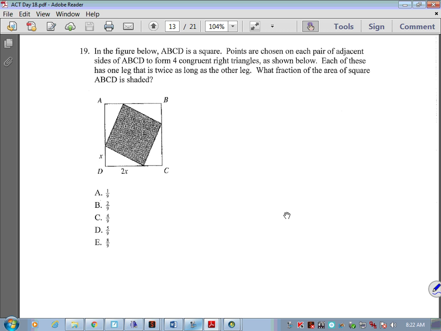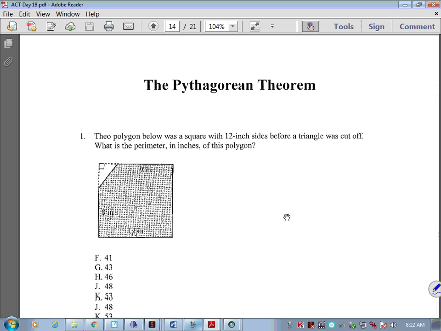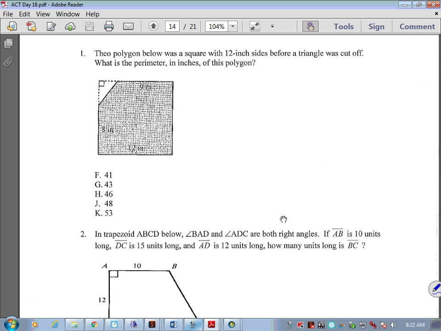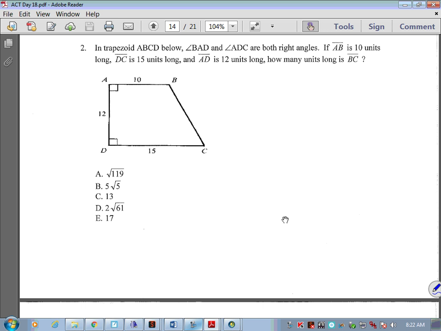Okay. Now Pythagorean theorem. I think you'll notice that this question is a repeat. Number 1 should be H, 46. If you got it right the first time, you probably got it right here. If you got it wrong the first time, you might have gotten it wrong here. Number 2 is C, 13.